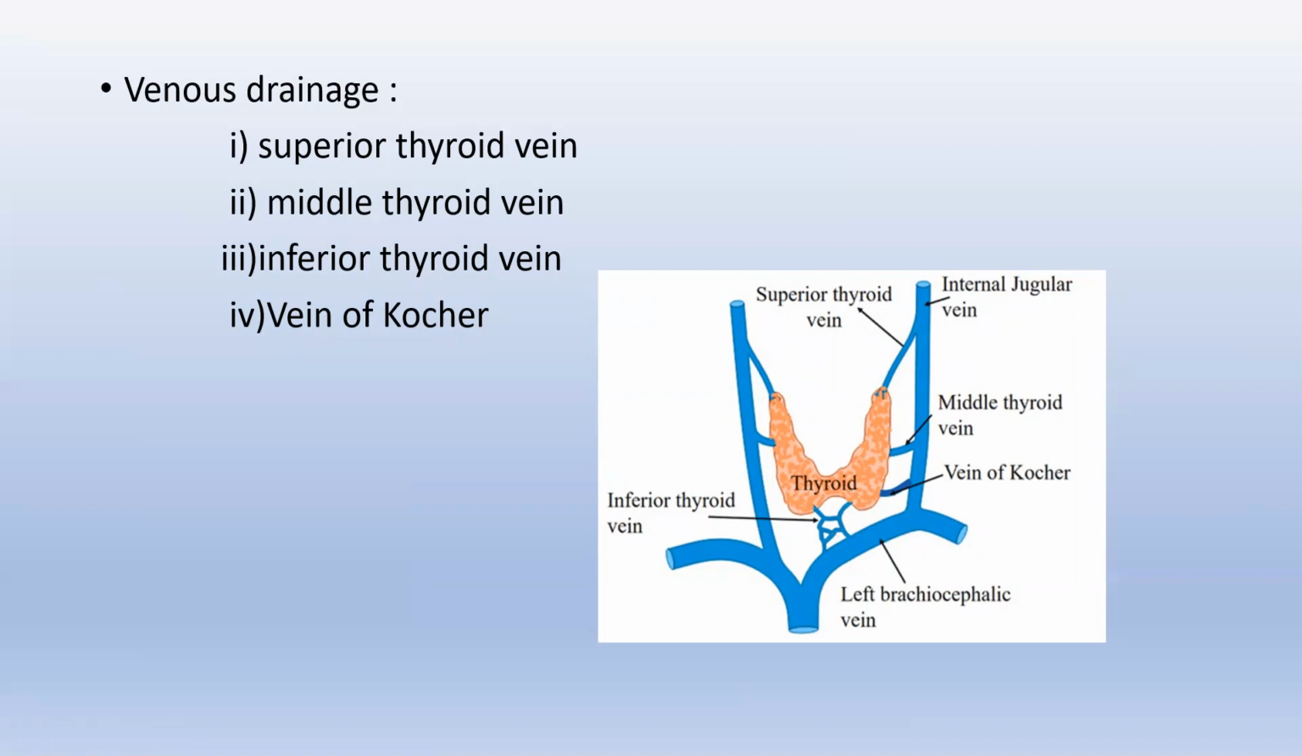And there is a fourth vein called the vein of Kocher. This vein of Kocher drains between the middle thyroid vein and the inferior thyroid vein, and then finally drains into the internal jugular vein. Okay, this is the venous drainage of the thyroid gland.